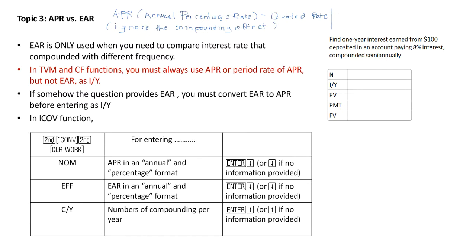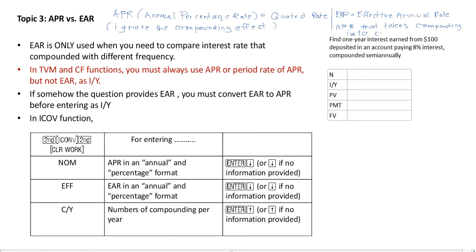On the contrary, EAR, which stands for effective annual rate, is the APR that takes compounding into consideration.